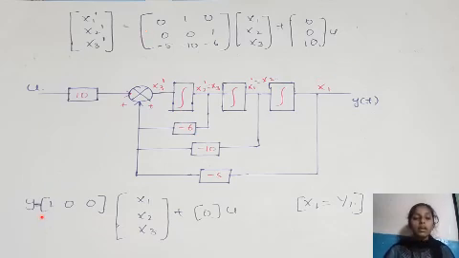Here y is equal to 1 0 0. How can we write it in this equation? x1 is equal to y1. In this term only x1 is equal to y1 is there, there is no x2 or x3 term. So y is equal to 1 0 0 times the variables x1 x2 x3 plus 0 u.